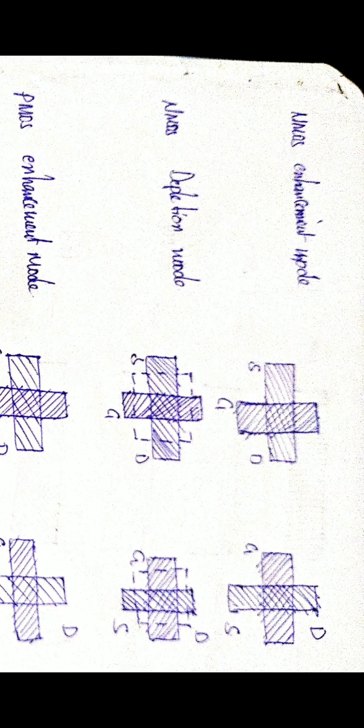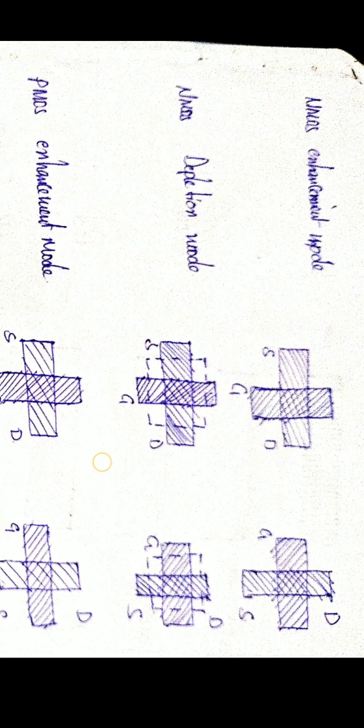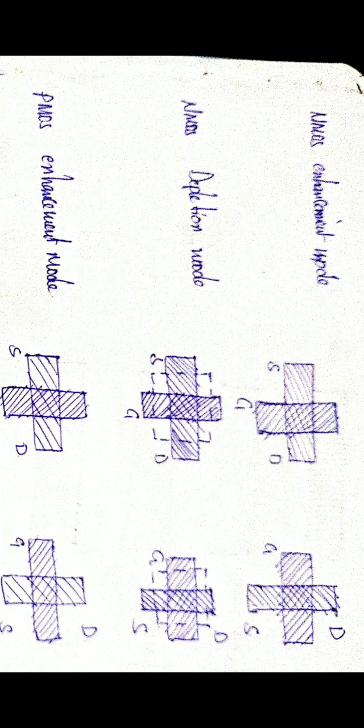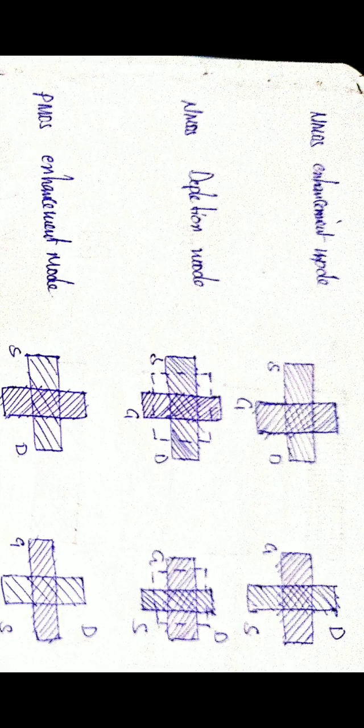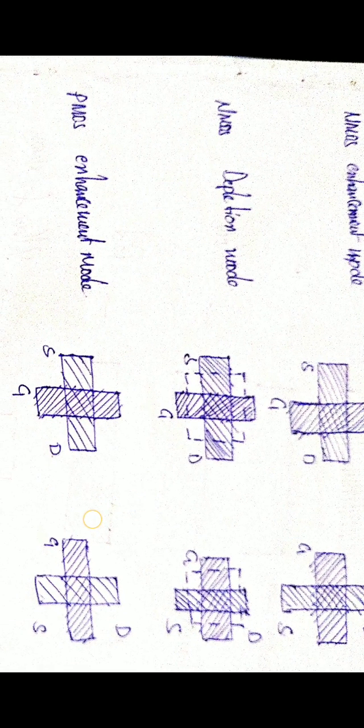For NMOS enhancement mode, we will use N diffusion as well as polysilicon. We can use N diffusion horizontally and polysilicon vertically, or N diffusion vertically and polysilicon horizontally, depending upon our requirement. The only difference between an enhancement mode transistor and a depletion mode transistor is the implant. The implant exists in a depletion mode transistor, whereas it doesn't exist in an enhancement mode transistor.